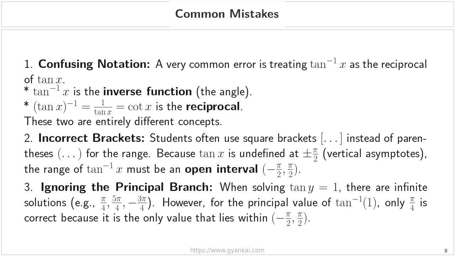Finally, be careful not to ignore the principal branch. If you are solving the equation tangent of y equals 1, you will find that there are infinite solutions, such as π/4, 5π/4, or -3π/4. However, when you are asked specifically for the principal value of tan inverse of 1, only π/4 is the correct answer. This is because, as we established in our earlier slides, the principal value must lie strictly within the interval from -π/2 to π/2.